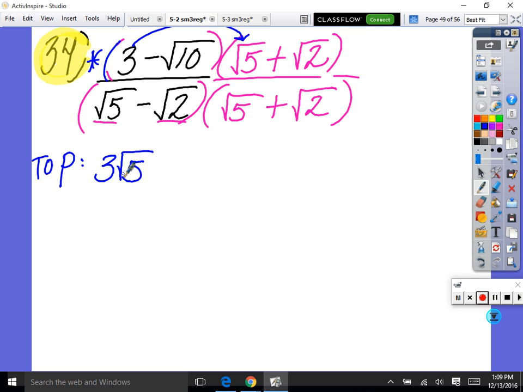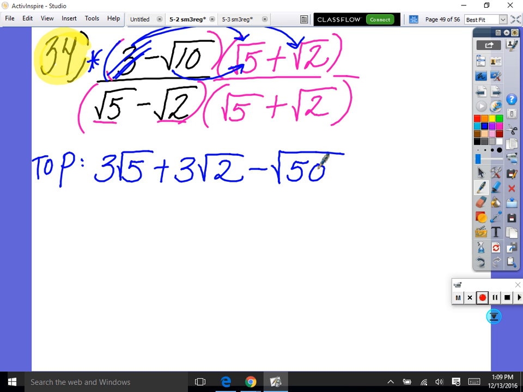Okay, so then we have 3 times positive square root of 2, plus 3 square roots of 2. Now we've distributed 3 through. Negative square root of 10 times positive square root of 5. Are we all paying attention? Negative square root of 50, correct? Negative square root of 10 times positive square root of 2 is negative square root of 20. Now you'd say, let's combine like terms. It doesn't look like there's any like terms, but I need to simplify this.